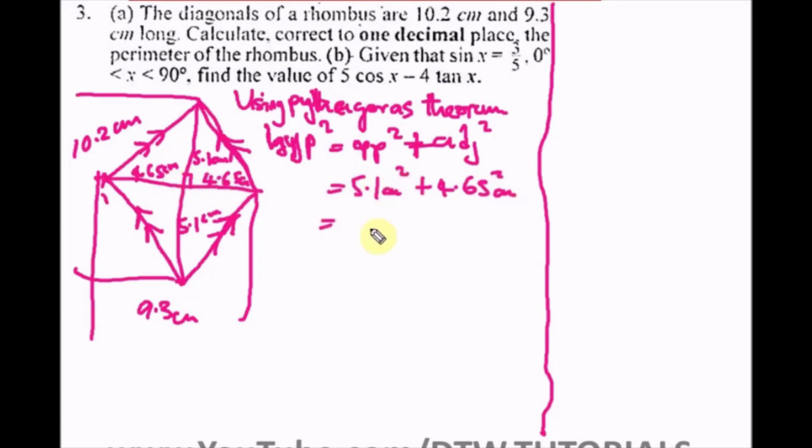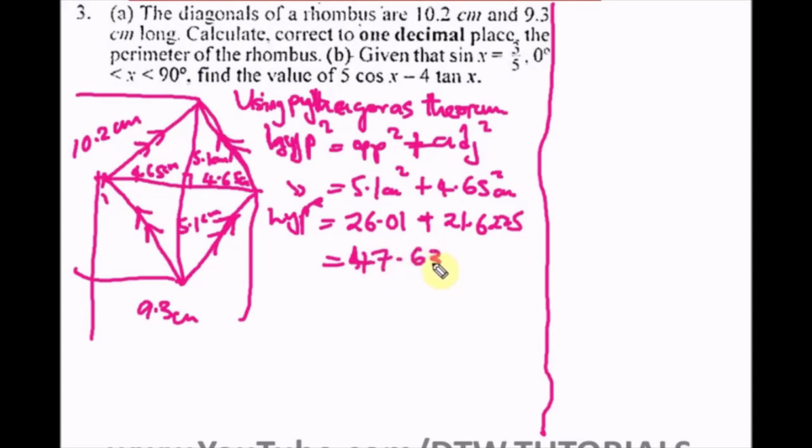If we punch in our calculator, this value is going to give us 26.01 plus 21.6225. Don't forget we're dropping our hypotenuse square here. When we add this up together, we get 47.6325. So this is a square here. To get our hypotenuse alone, we find the square root of 47.6325. When you punch that in your calculator, you get 6.902. So our hypotenuse is 6.902. This is the side here.